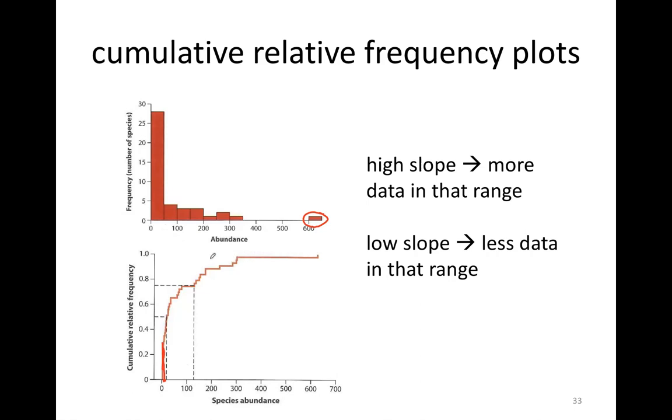If we had a distribution that looked like this, where the bulk of the data had high values, then the cumulative relative frequency plot would have a shape just the opposite. Okay, so low slope and then high slope.